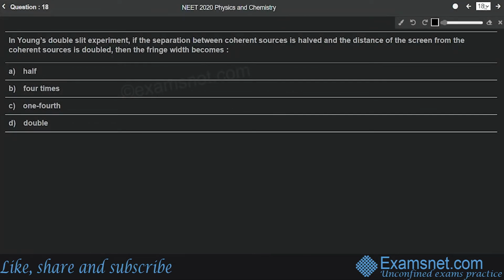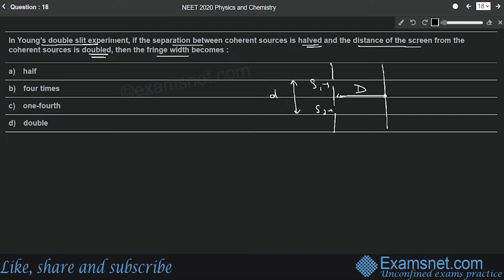Question number 18 is from the chapter Wave Optics, and the question is, in Young's double slit experiment, if the separation between the coherent sources is halved and the distance of the screen from the coherent sources is doubled, then the fringe width becomes. Okay. So we have two coherent sources, S1 and S2. Okay, we know that the distance between the coherent sources is denoted by small d, and the distance between the coherent sources and the screen is denoted by capital D.